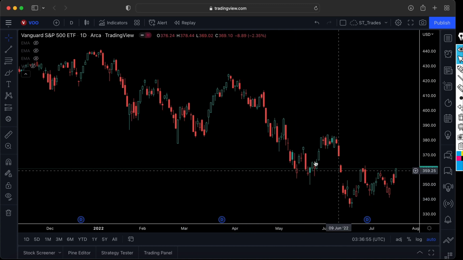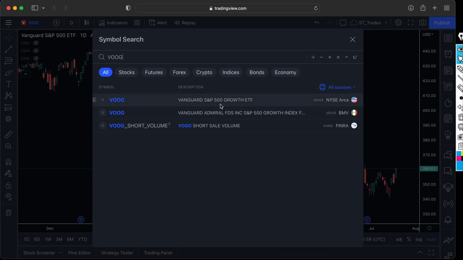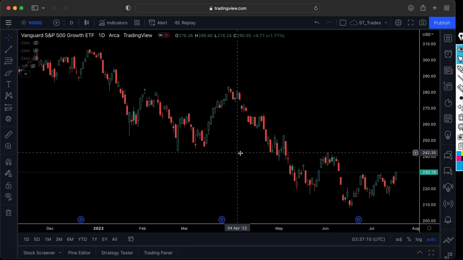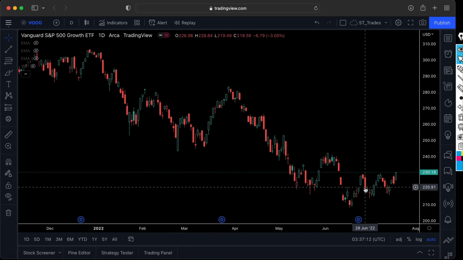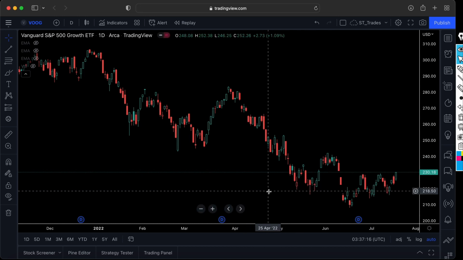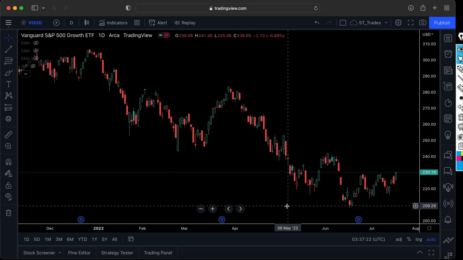The chart pattern looks similar, but my favorite among the Vanguard ETFs is the Vanguard S&P 500 Growth Fund. You see this one has that extra G compared to VOO. This one is more tilted to growth stocks. Depending on the situation, VOOG can sometimes outperform VOO, but that could be just a subjective view from my side. So just make sure that you make your own decision.